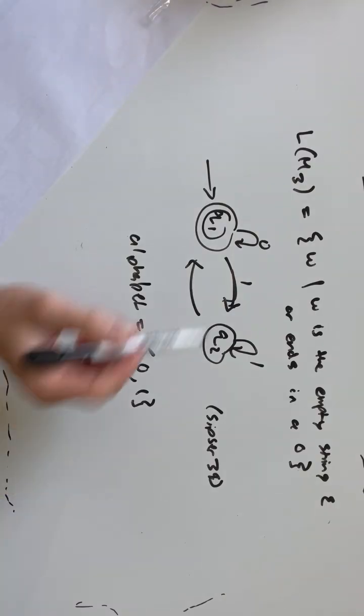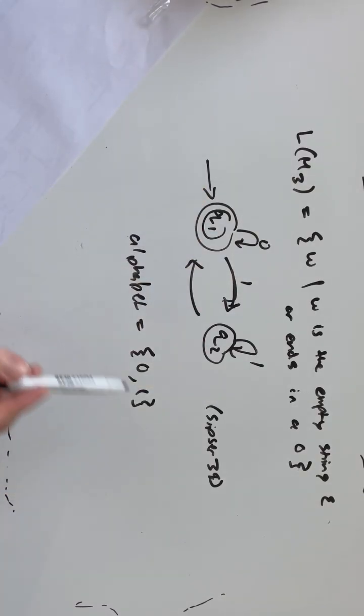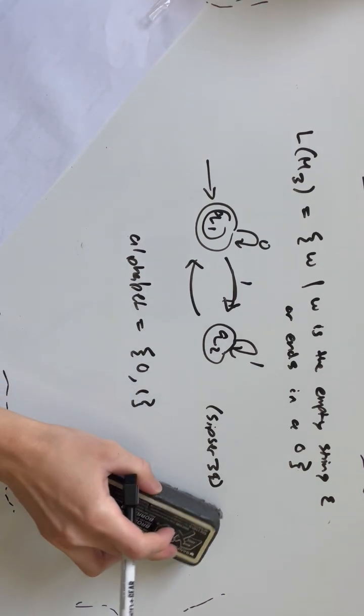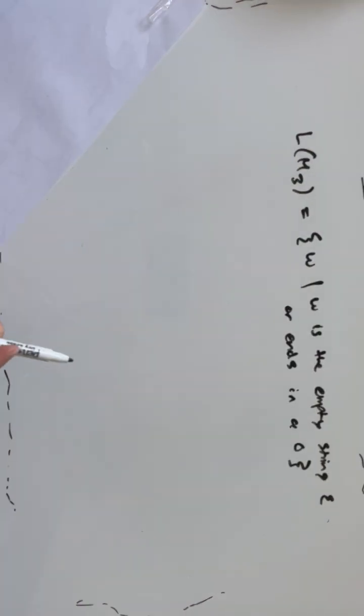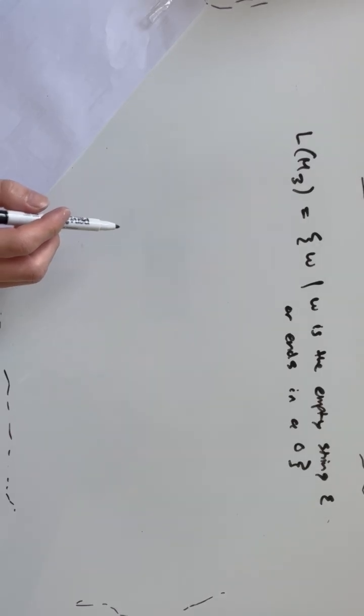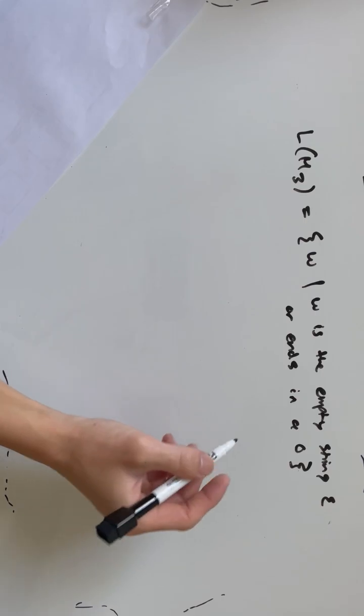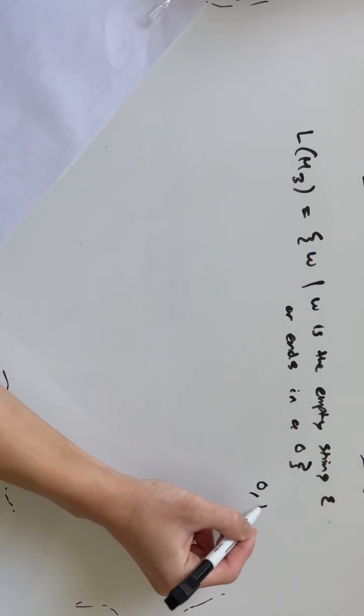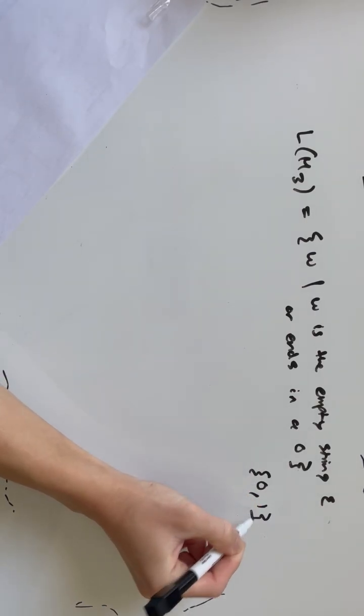So now you have a language and you have a DFA. Let's say we weren't given the DFA. How would I go about constructing a DFA for this language? First of all, it's very important to understand the language. The language is saying that it will accept any string if it is an empty string or if it ends in a 0. Remember that the alphabet of this language is 0, 1, okay?